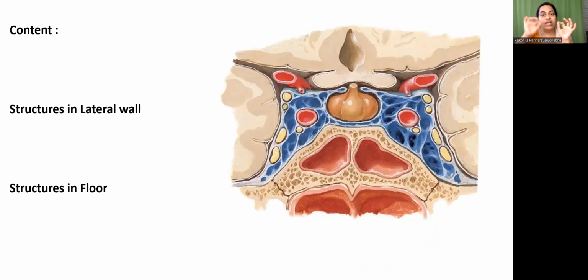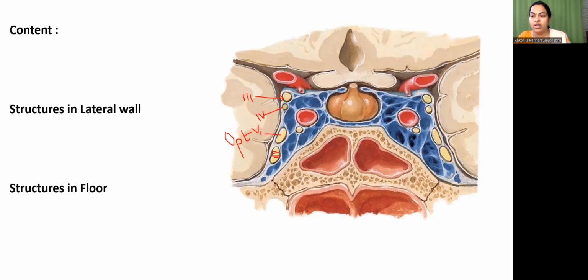The structures that lie outside this endothelium we are going to call the lateral wall and floor structures. In the lateral wall, the highest is the third cranial nerve, the oculomotor nerve. Below that is the fourth cranial nerve, or the trochlear nerve. Below that is the ophthalmic division of the trigeminal nerve. Okay, right? And this has been taken out. So only these three structures are in the lateral wall.